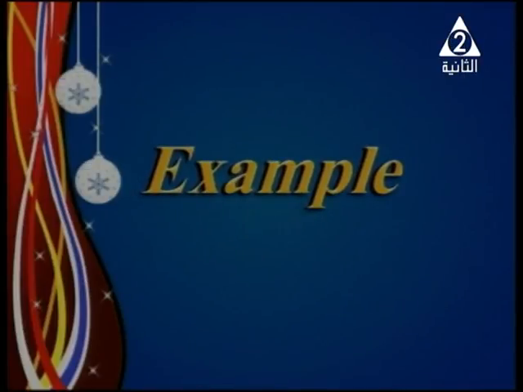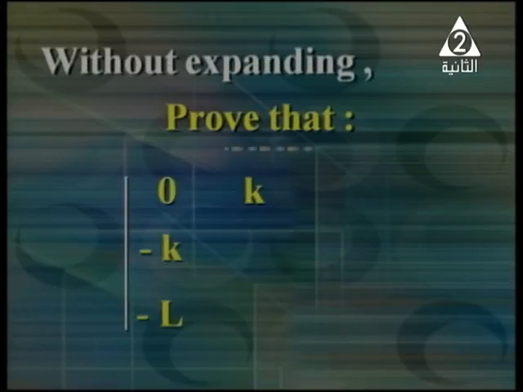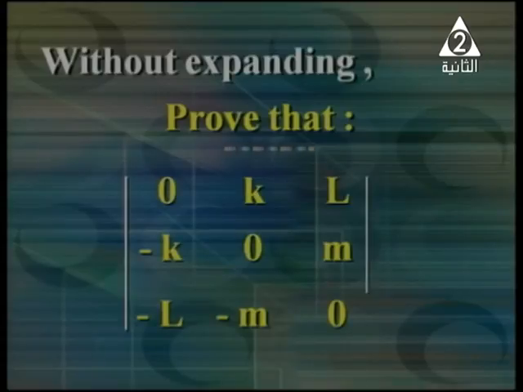Another example. Without expanding, prove that, dear student, the determinant with rows 0, K, L; negative K, 0, M; negative L, negative M, 0 equals 0. By using properties of determinants, how do we prove that this determinant equals 0?